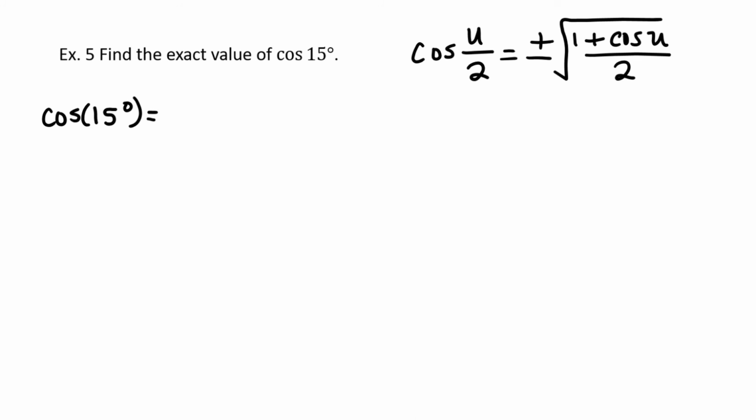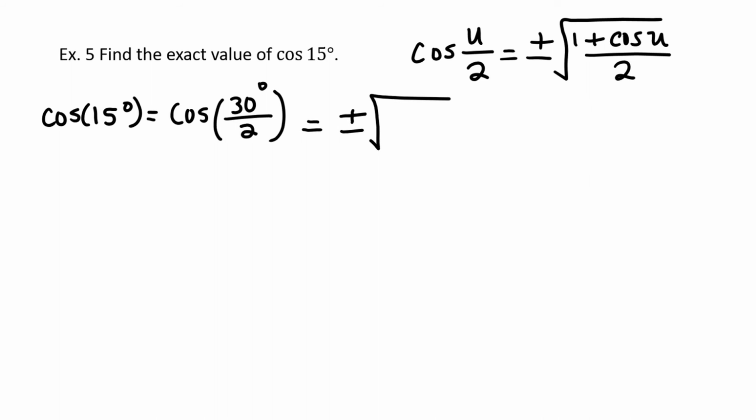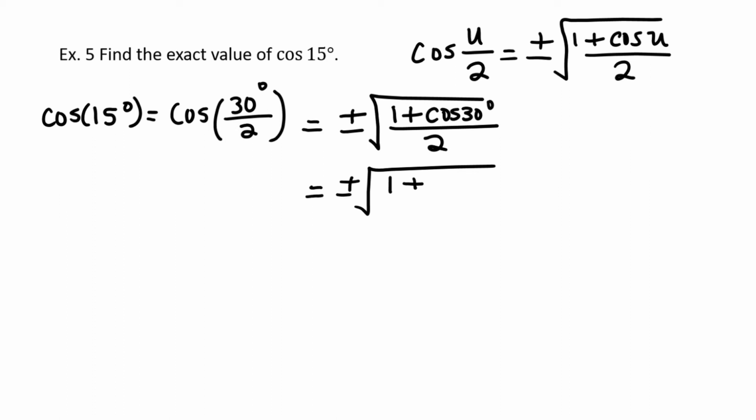I don't know an exact value for 15 degrees, but I do know the exact value for 30 degrees, so we can write 15 degrees as 30 over 2. Now let's fill in the parts to the formula, and this will be plus or minus the square root of 1 plus the cosine of 30 degrees divided by 2. Let's continue. This will be plus or minus the square root of 1 plus, and the cosine of 30 degrees is the beautiful square root of 3 over 2, and all of that over 2.